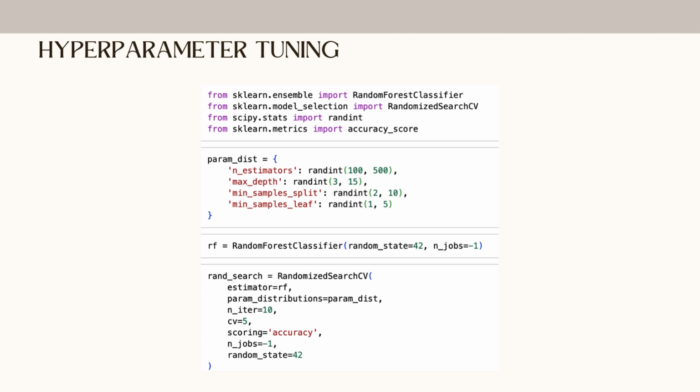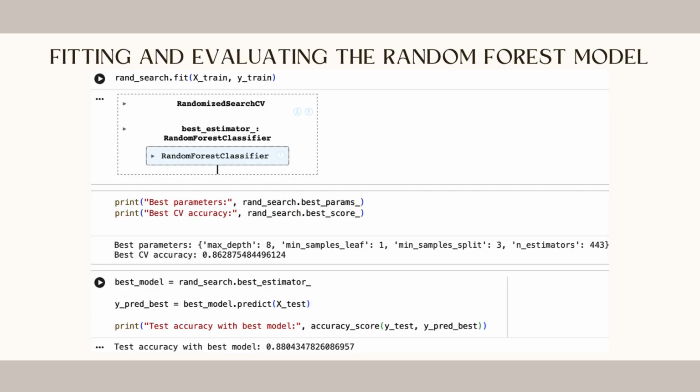To improve performance, we don't just keep the default random forest. We define a search space for several hyperparameters: the number of trees, the maximum depth, and the minimum samples to split and to be a leaf. Then we use randomized search CV with cross-validation to automatically explore many combinations and select the best one based on accuracy.